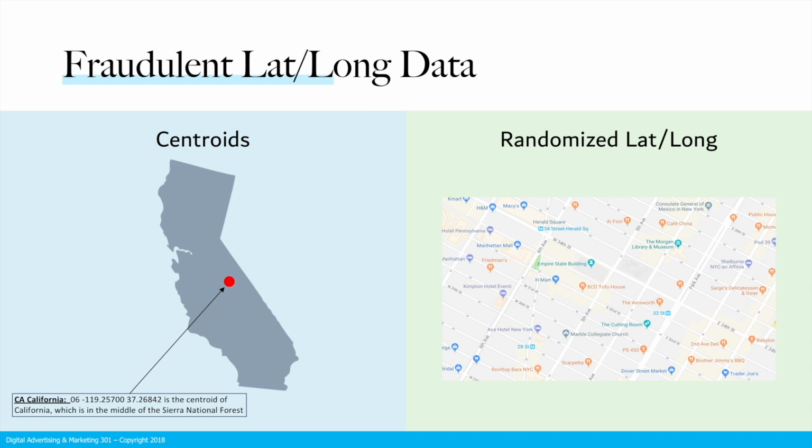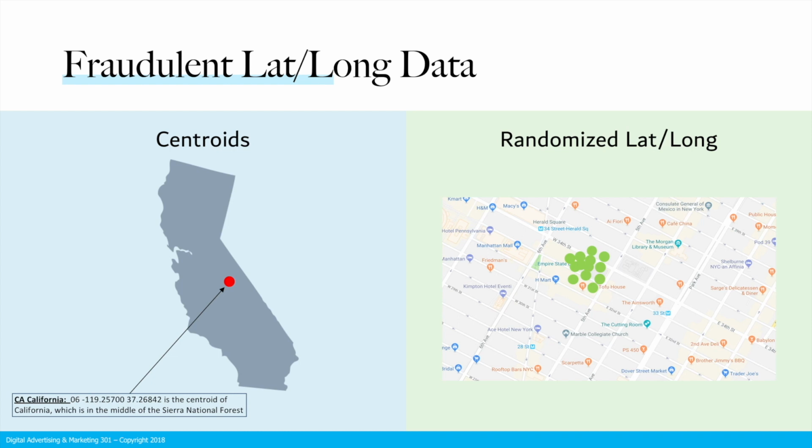Another thing to look for is randomized lat long data. So back to our example of New York City, if we were to look at the Empire State Building, we would expect to see a large concentration of requests coming from right around the building, right in front of it, where workers are going in and out, where tourists are going every day. There'd be a high concentration of people right there.